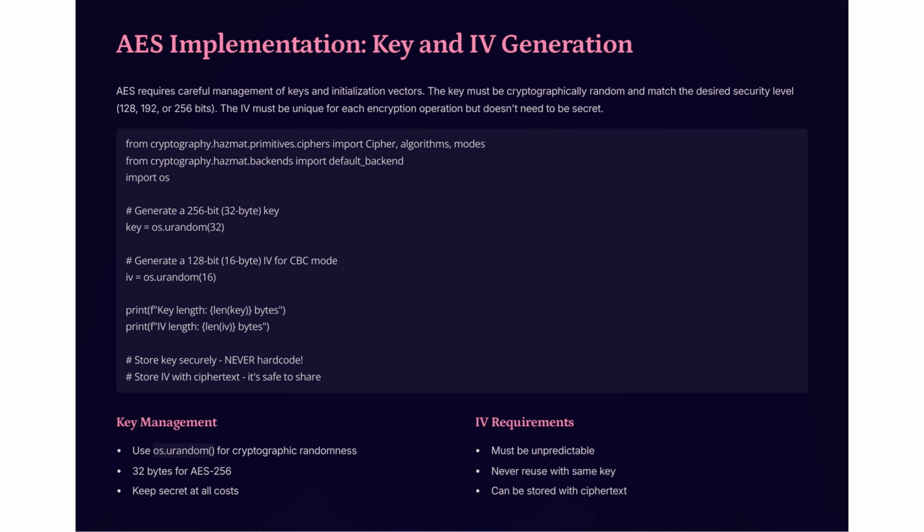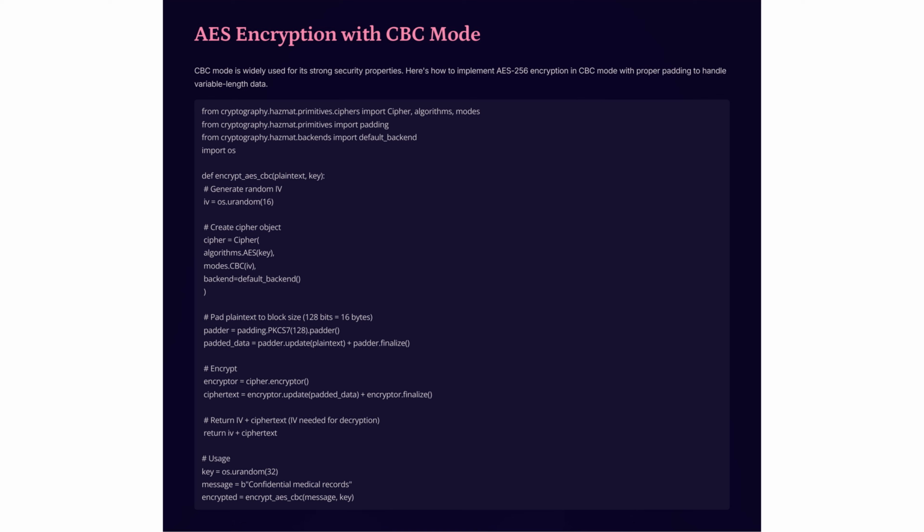Generate a 256-bit key using os.urandom for AES-256, ensuring cryptographic randomness. The initialization vector, 128 bits for cipher block chaining mode, must be unique per encryption, but can be shared with the ciphertext. Never hardcode keys. Store them securely to maintain confidentiality. AES-256 encryption in CBC mode ensures robust security by using a random initialization vector and proper padding.